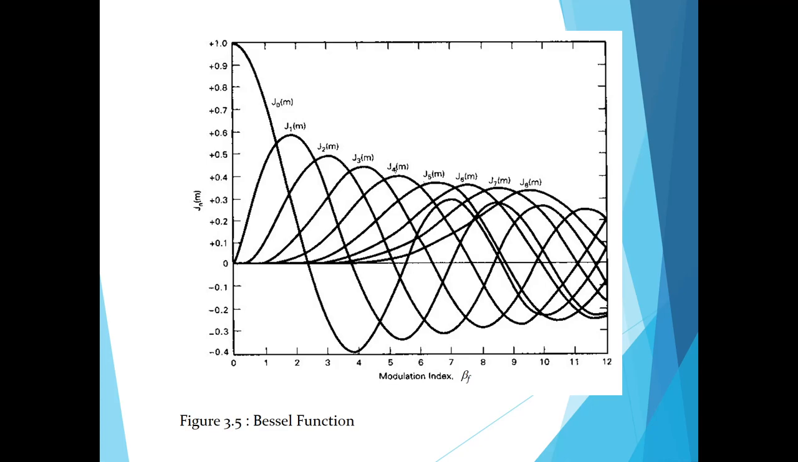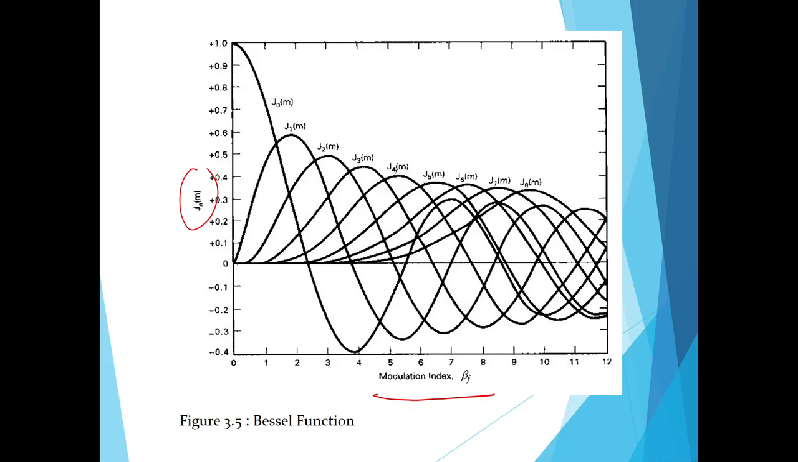And this is the Bessel function. So the previous table is actually defined from this function. This is the real Bessel function. So in the Bessel function, you see that the x-axis here defines the modulation index beta f, and the y-axis defines the relative amplitude of J0, J1, J2, J3, and so on.